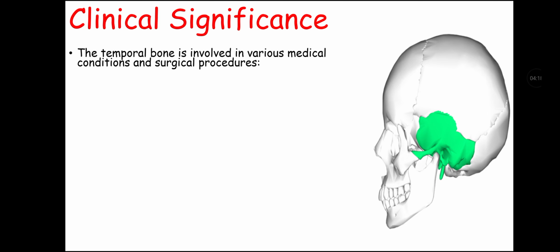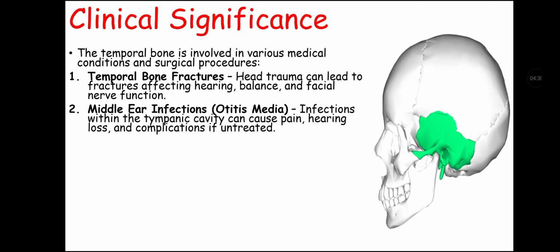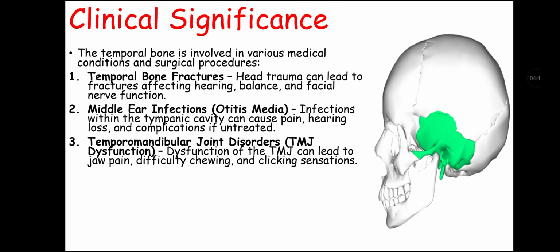The temporal bone is involved in various medical conditions and surgical procedures. These are temporal bone fracture, that are basically the head trauma that can lead to fracture affecting hearing, balance, and facial nerve function. The second is middle ear infection, that is also called as otitis media. That is infection in the tympanic cavity, and it can cause pain, hearing loss, and complication if untreated.